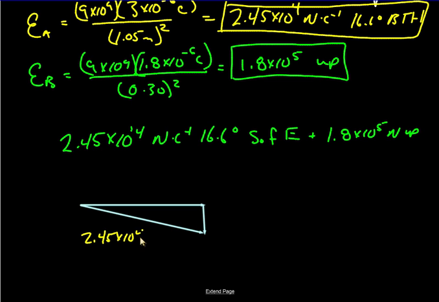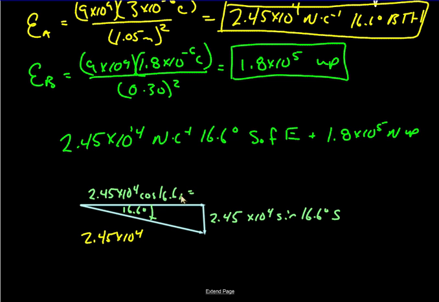Okay, 2.45 times 10 to the 4 is there. This is 16.6 degrees south like that. So this should be the cos, so it should be 2.45 times 10 to the 4 cos 16.6 equals the field strength in the x direction. Okay, this should be ringing a bell, very similar to what we had to do before. 2.45 times 10 to the 4 times the sine, because now we're dealing with the opposite one, 16.6 degrees. And this is in the southerly direction, and this is in the easterly direction.